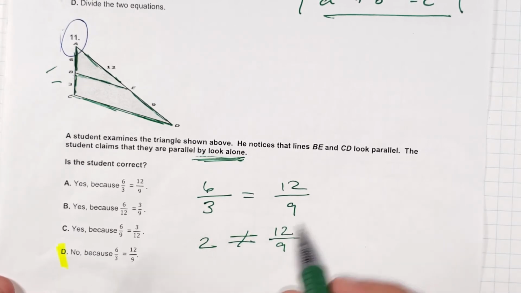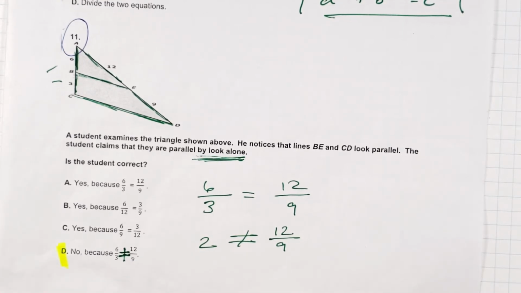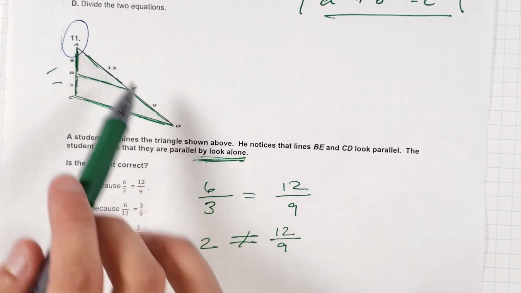So we say no because 6 over 3 — this should say not equal to. And on the test, it had some weird formatting, but it should have said not equal to. I think it had some weird formatting on the test, but hopefully you saw that the answer was no, and no was the only option you were given. Okay, no is the answer here.